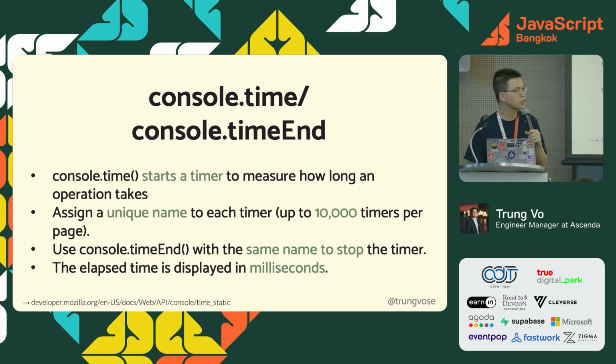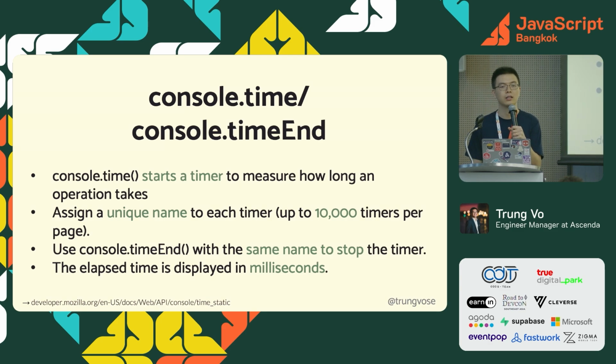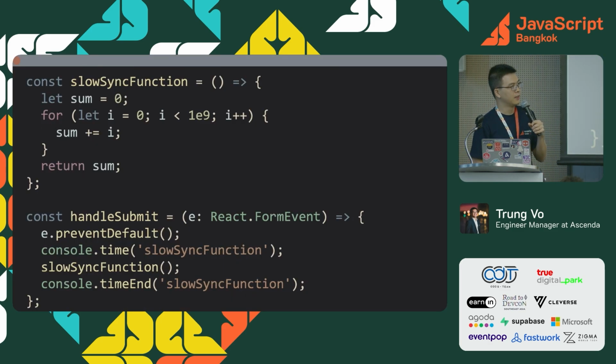And next one is console.time and timeEnd. It's basically to measure the time when you run a function, right? So here, I've got a slow function. It doesn't do anything, it just keeps trying to add up a sum until a billion. Of course, it's not a real world scenario, but there could be use cases where it's going to take that long, right? And you want to measure how long it takes.